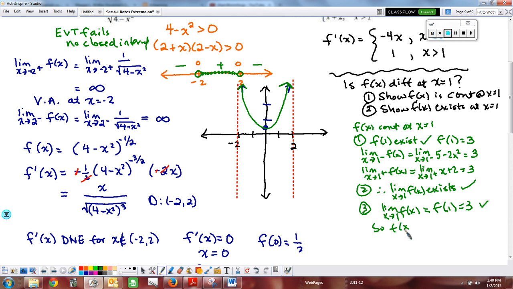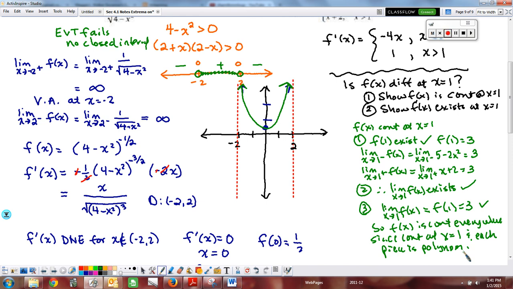So f of x is continuous everywhere, since it's continuous at x equal to 1, and each piece is polynomial. All right, so we have continuity met.